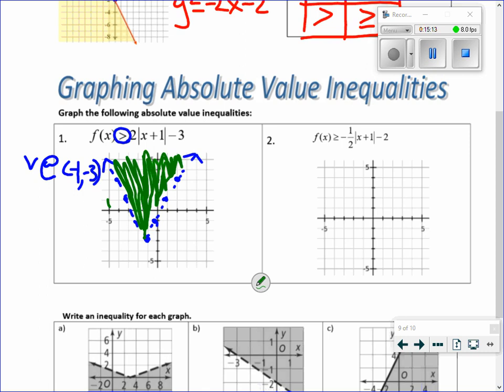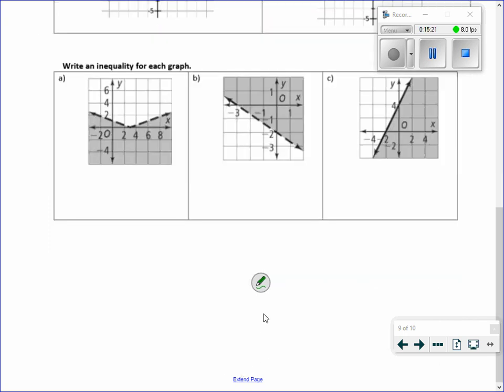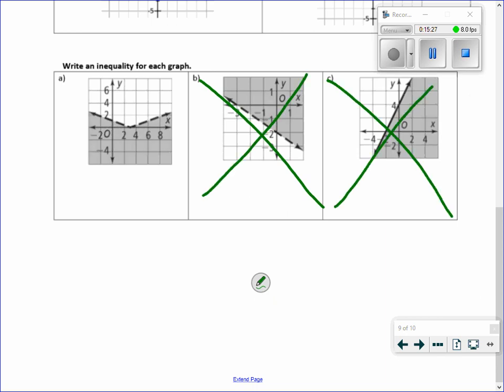Okay, so now we're going to talk about writing an equation. So we are past Algebra 1. We're not looking at linear graphs, so we're not going to look at those two. So let's look at A together. We are going to write an inequality for this. So thinking about my graph, it will look like f of x.